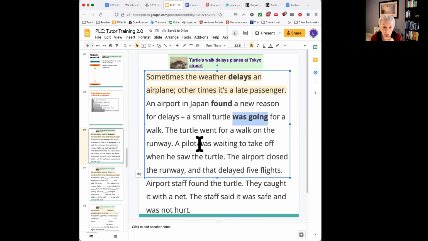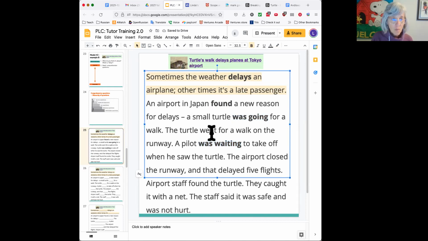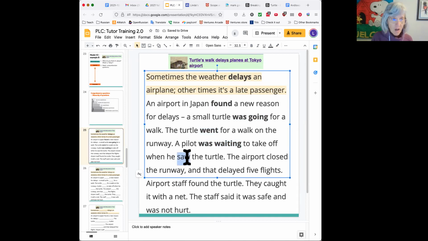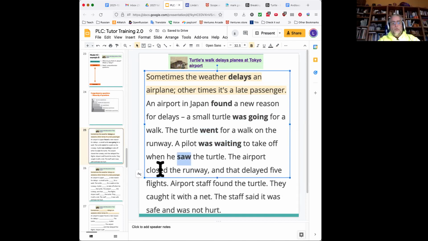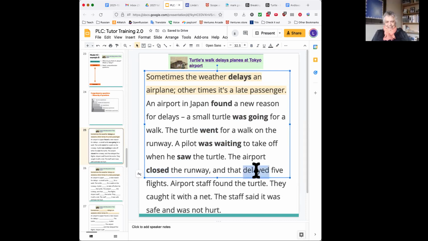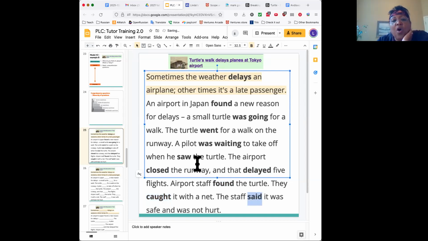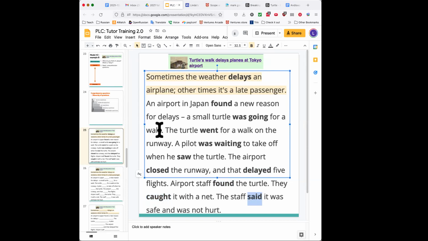Walk. I saw. Went. Saw. Airport closed. Closed. Delayed. Found. Taught. Said. You missed a couple of walks. Some of the walks were nouns. A walk. Walk is a noun, or a verb.